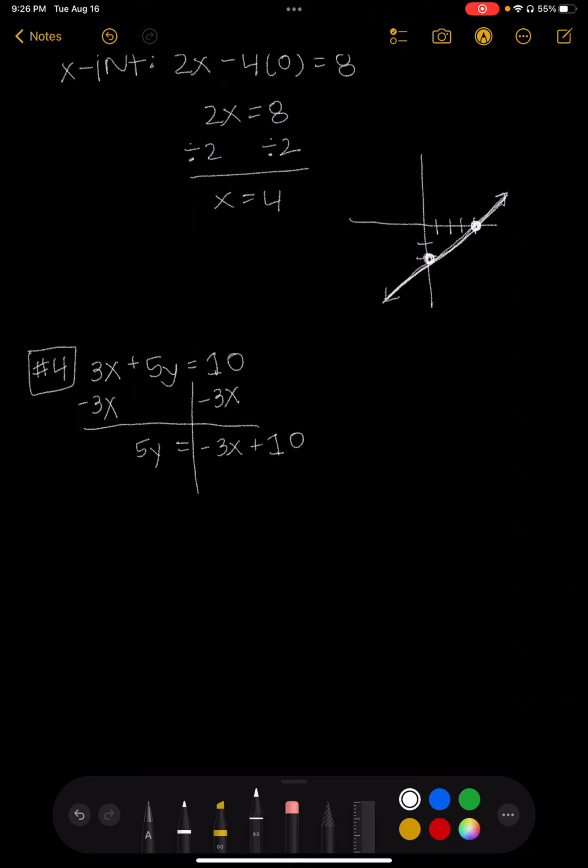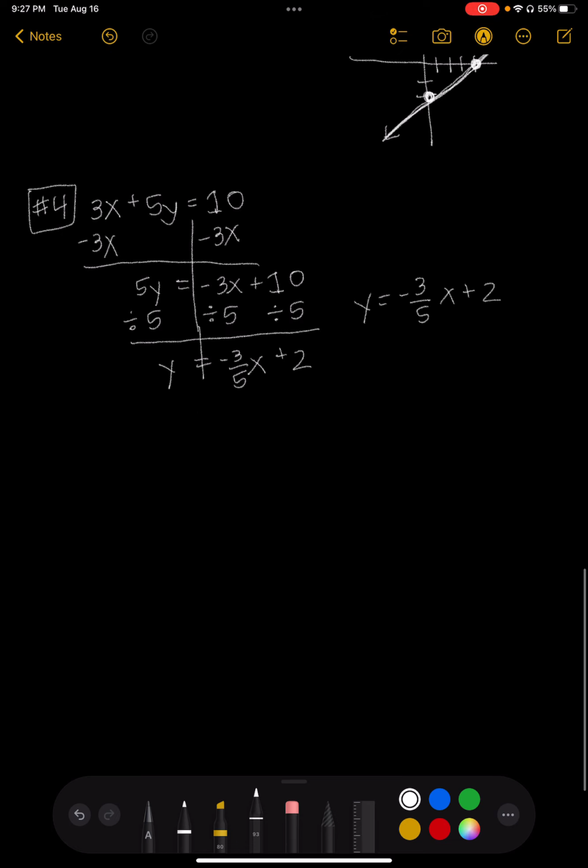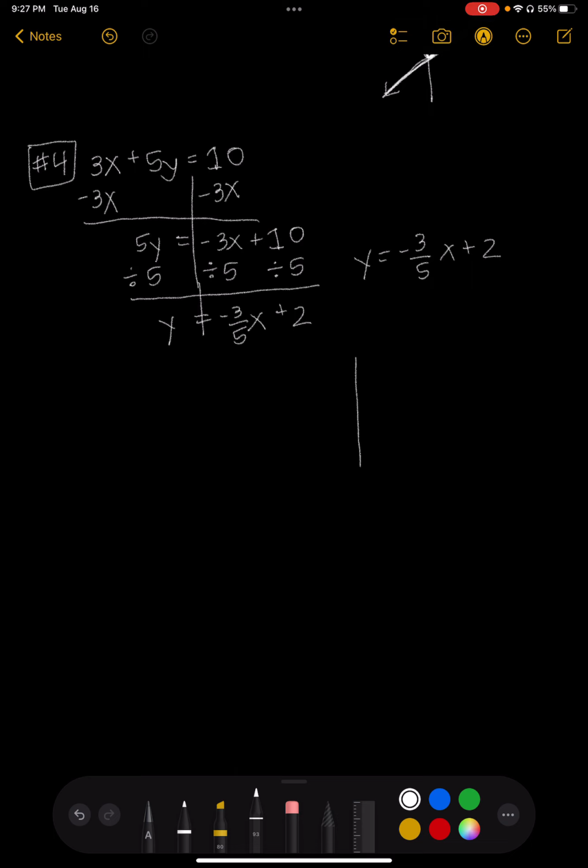Okay, then we still want to get the y by itself, so I've got to divide each chunk by 5. All right, so we've got y equals, because the 5's cancel each other out, negative 3 divided by 5, that won't simplify, we're just going to leave it as a fraction. And then 10 divided by 5 gives me 2. So y equals negative 3 over 5x plus 2 is my slope-intercept form. Okay, so now, based on those first two examples that we already went over, we should be able to graph this pretty easy. So this is my y, this is my m, and this is my b.